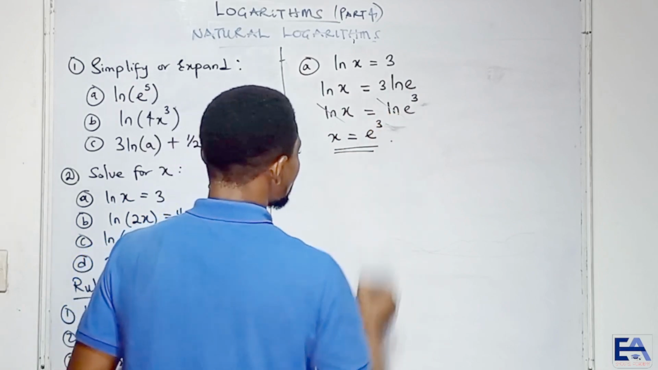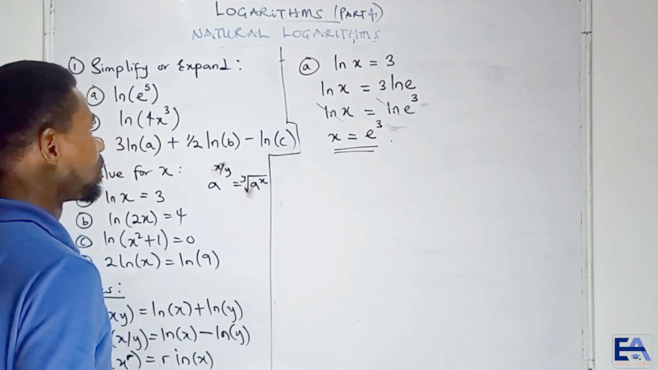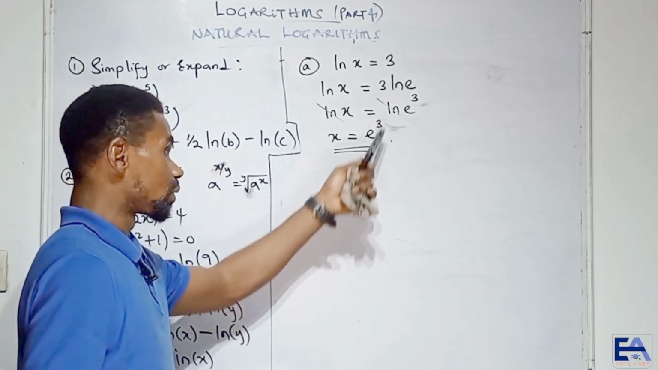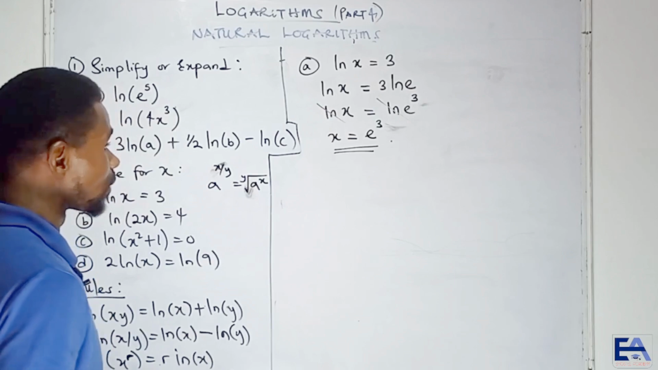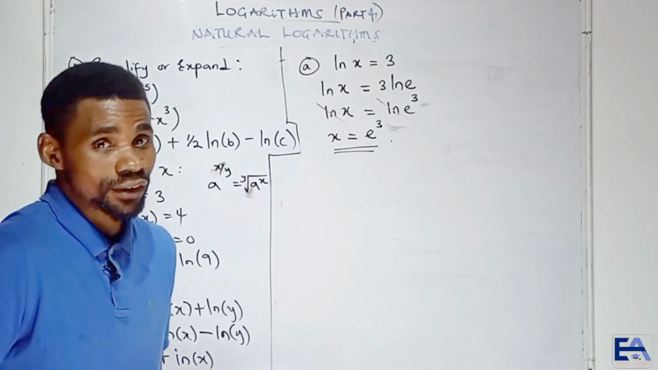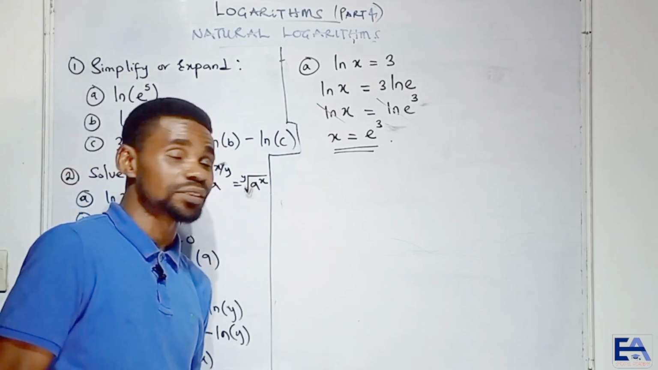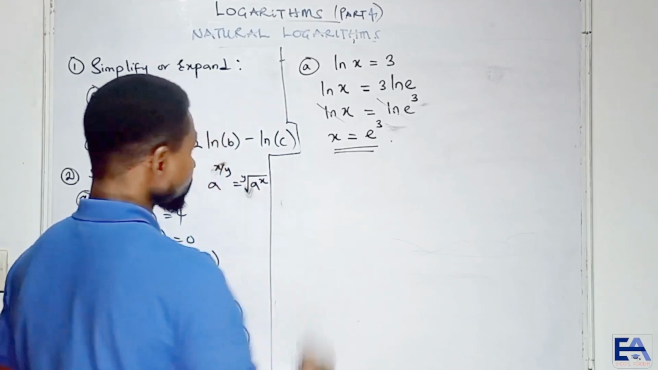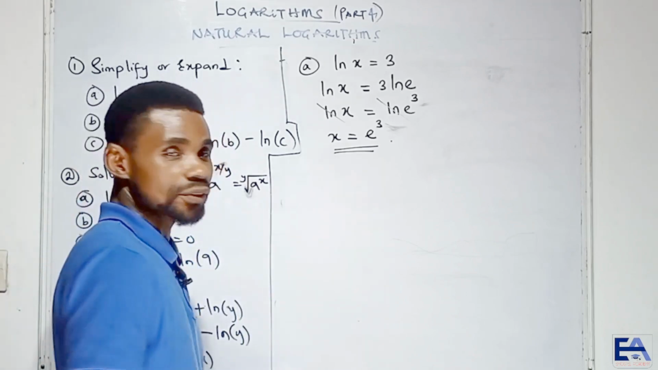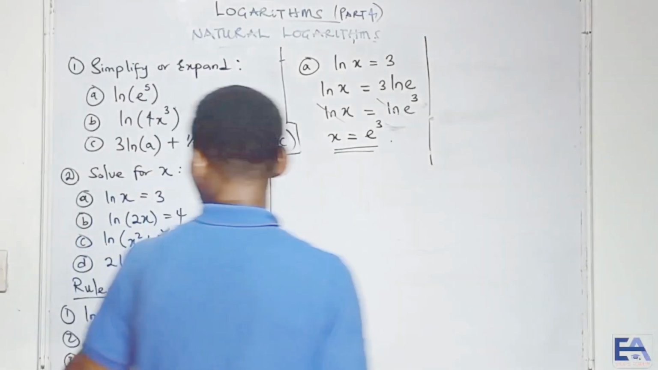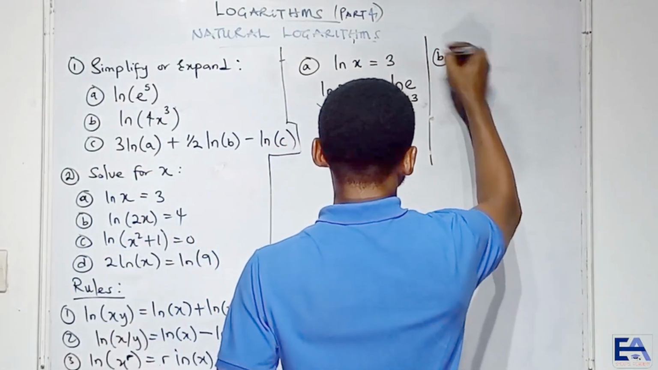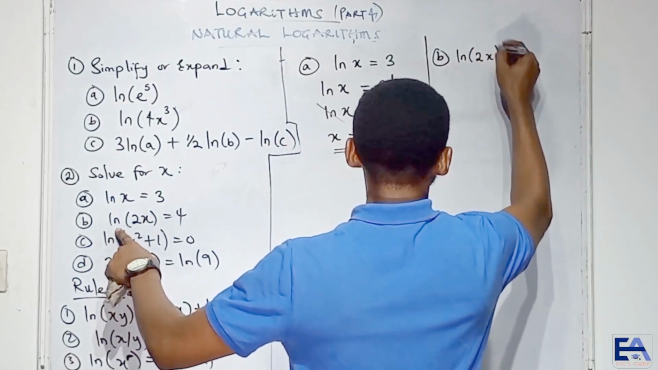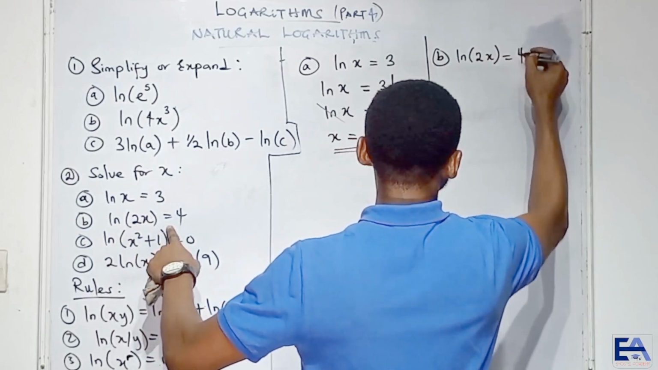And that's all. You know the value of e is given as 2.718. So you can just put it there, 2.718 raised to power 3, to find the actual value of x, and you are good to go. If you care to do it that way, still fine. If you care to leave it this way, it's still cool. But the value of x, as far as this question is concerned, is e raised to power 3. Okay, so the next one is ln 2x is equal to 4. Good.